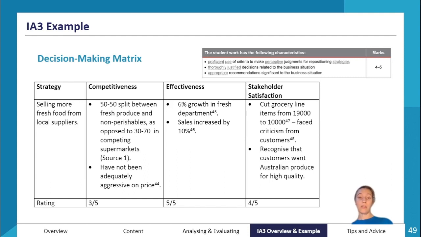So effectiveness, 6% growth, that's an indicator of effectiveness. Sales increasing by 10%, that is an indicator of something being effective. Effectiveness is a pretty straightforward one. Stakeholder satisfaction, so criticism from customers for cutting the grocery line with the number of items available. Competitiveness, so what is the business doing compared to others in the industry? We've got a 50-50 split between fresh produce and non-perishables in Everfresh, whereas other competitors have got that 30-70 arrangement.